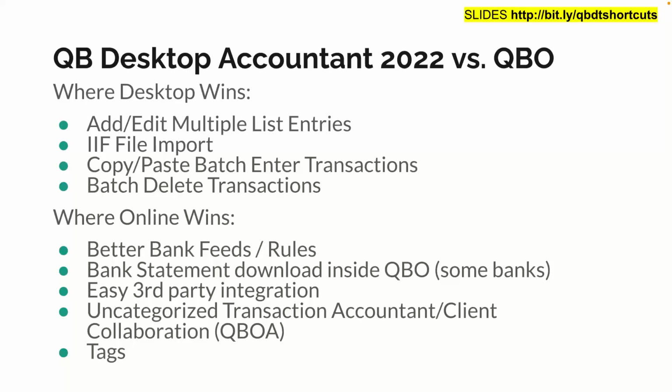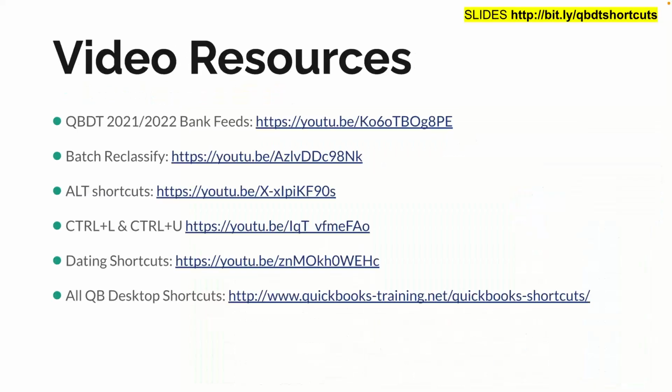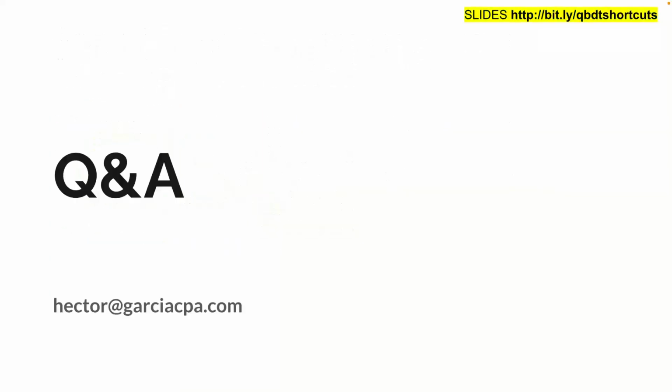Where QuickBooks Online wins, in my opinion, is the entire bank feed system is just better. Some banks allow you to download bank statements inside QuickBooks Online. It's got easy third-party integration. There's an awesome uncategorized transaction accountant client collaboration tool, and tags, which QuickBooks Desktop doesn't have. If you want to learn more about the differences between QuickBooks Desktop and QuickBooks Online, one of the slides has my big, huge matrix. It's got like 200-something lines where I compare feature by feature across all versions. Check out the video resources, additional videos that I've created.